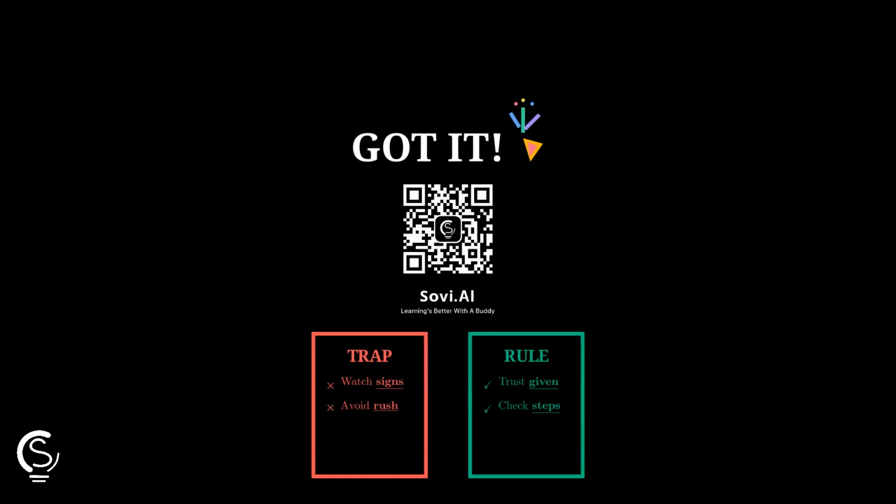The trap is rushing into random equalities. The rule is trust the given definition and check each step.